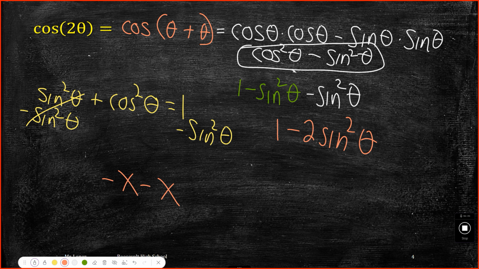So here's another identity. Cosine 2 theta is 1 minus 2 sine squared theta.